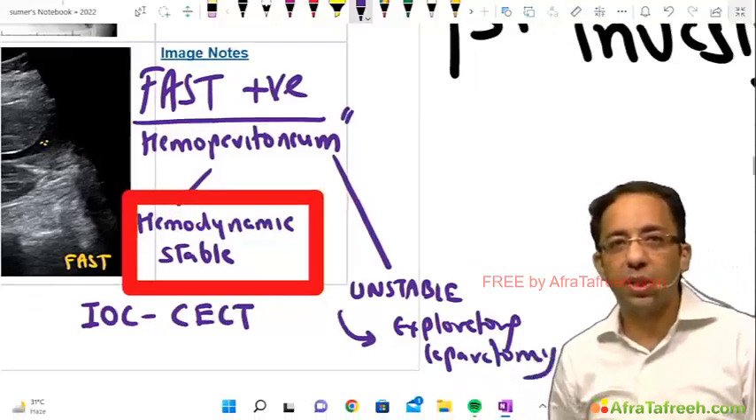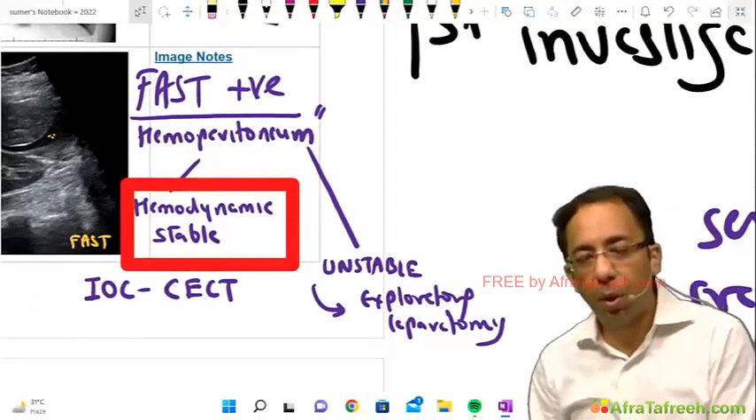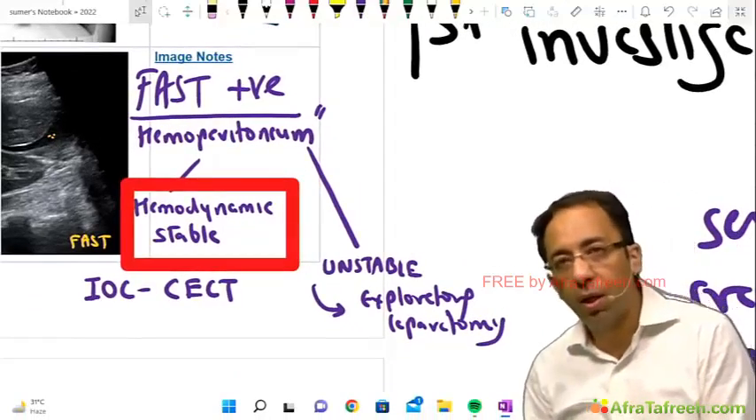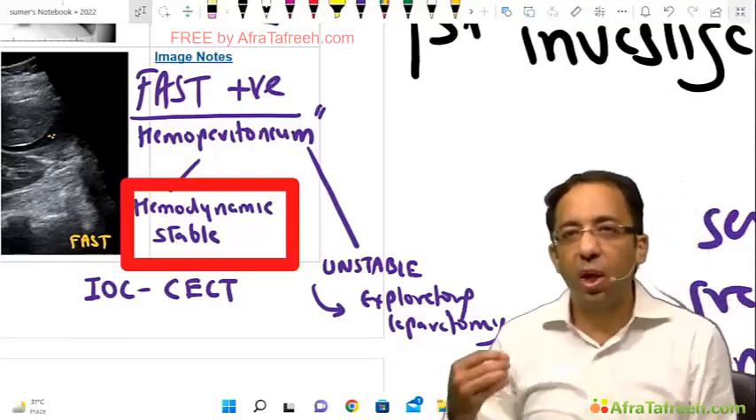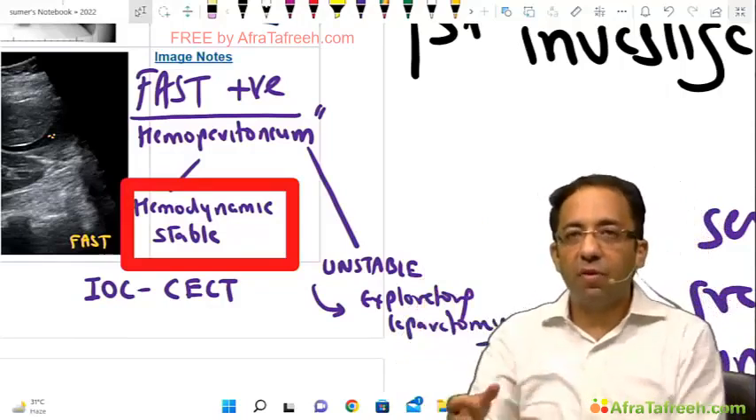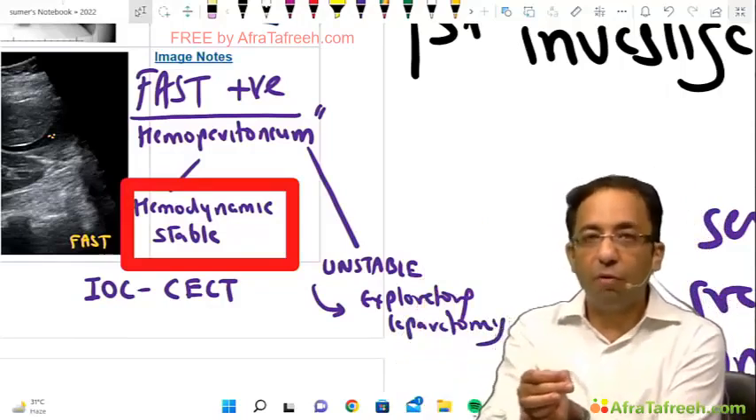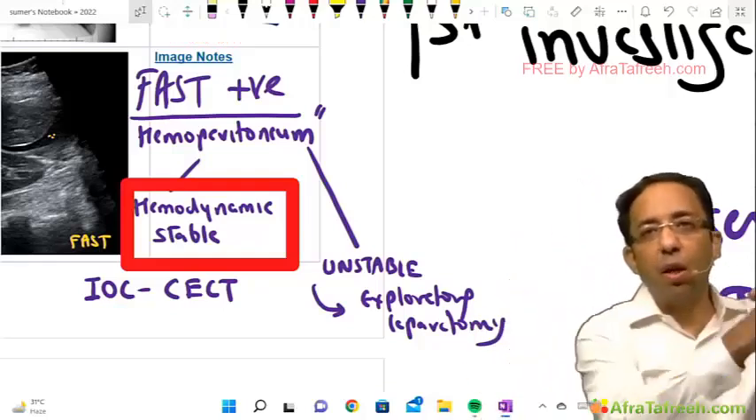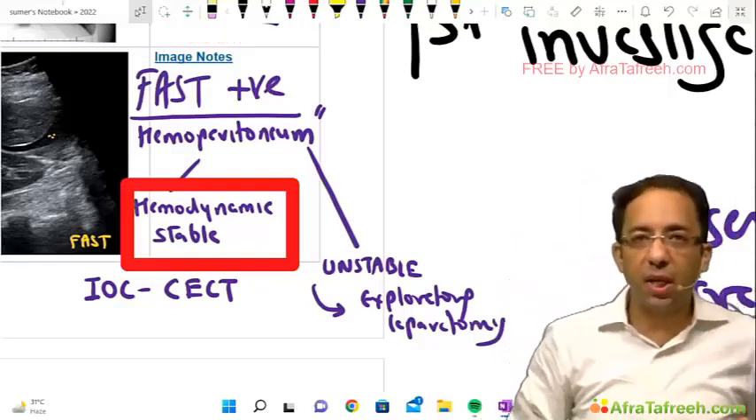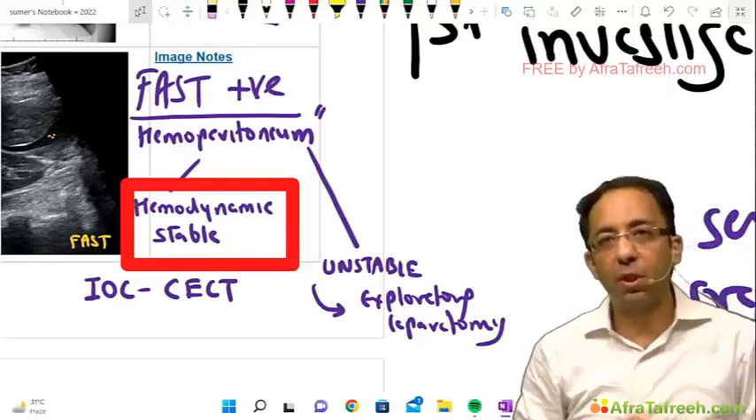Because then you cannot do a CT, because it is very important that CT can only be done if the patient is hemodynamically stable. If his vitals are falling, if BP is not there, pulse is falling, then that means there is bleeding continuously happening, the organ is bleeding inside the peritoneum. You need to take the patient to OT.